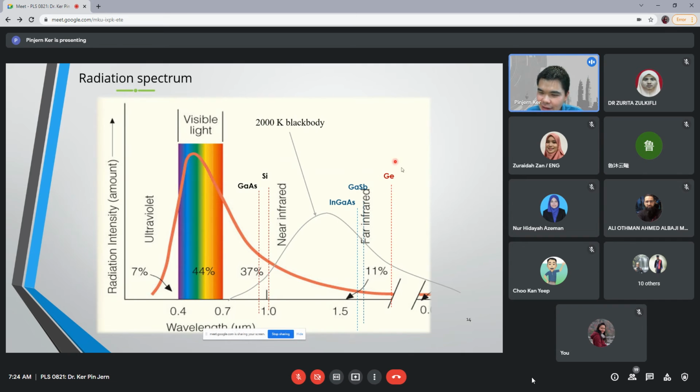Recently, there is a lot of interest in germanium because it's much cheaper and easier to grow. So there are also some other groups looking at germanium. But we also want to push the limit to longer wavelengths. So later on, we will look at what other materials we are looking at.